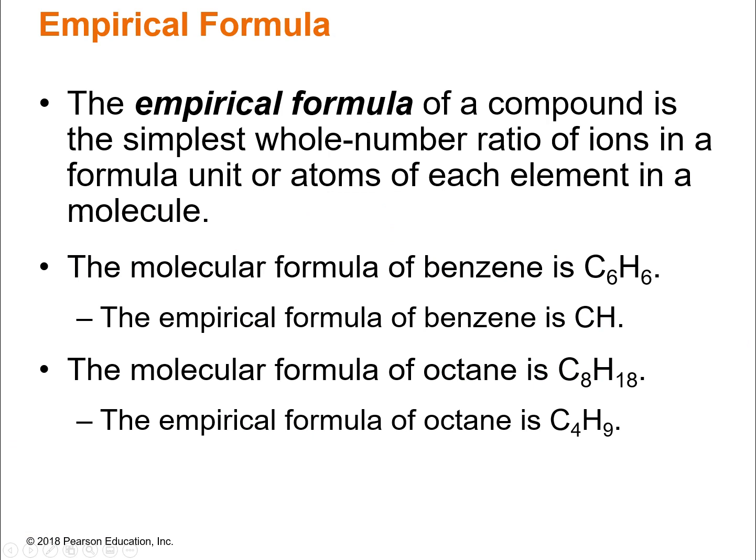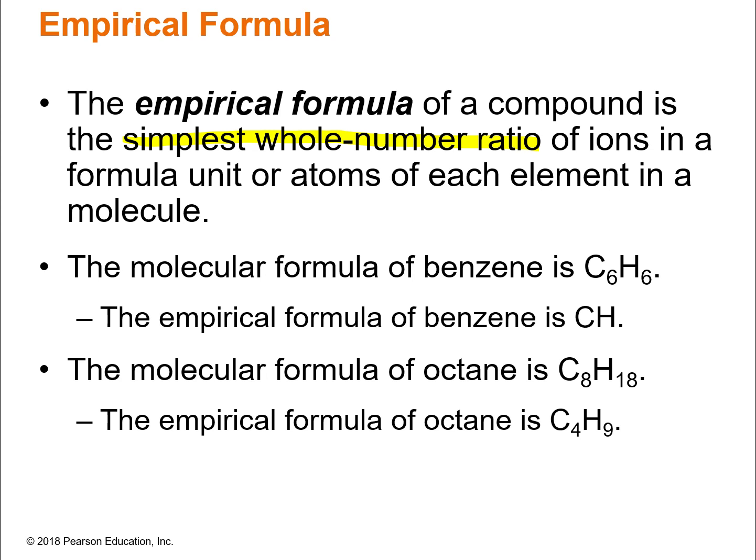Next topic is empirical formulas. The empirical formula of a compound is the simplest whole number ratio of ions in a formula unit, or atoms of each element in a molecule. The key that you want to remember here is simplest whole number ratio.